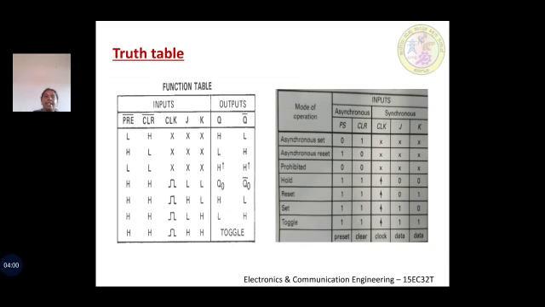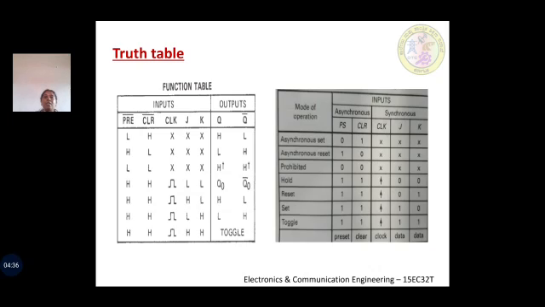Next, third case, when preset is low and clear is also low, means both are in 0 state. So irrelevant of the clock, J and K, what we are going to observe? We are going to observe both Q and Q bar will be in high state. High state means logic 1 or 1 state. So both will be high, and this is known as prohibition state, means both Q is also 1 and Q bar will also be 1. Actually this state must be avoided. So remaining cases are acting like normal JK flip-flop.